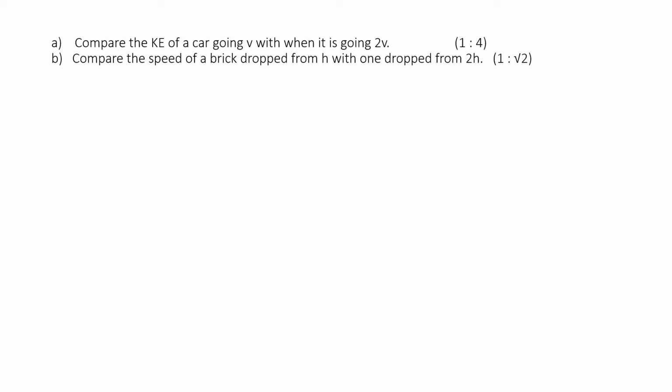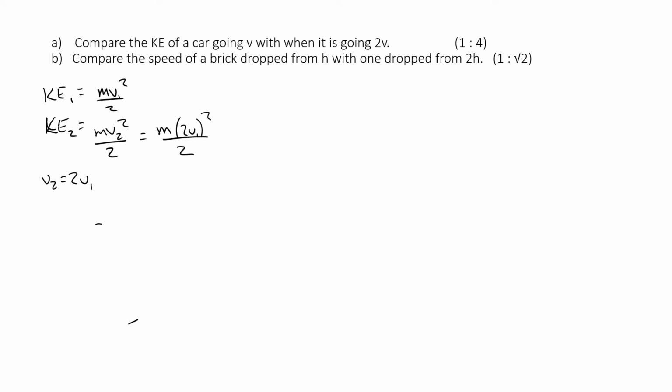Okay, this one, compare the kinetic energy of a car going V when it's going 2V. So we have two situations here. We have KE1 and we have KE2. That's how we're going to find KE. So the key here is V2 is equal to 2 times V1, since we're going double the speed. So we look here and we do this, M. V2 is really 2 times V1, so let's put that in there.